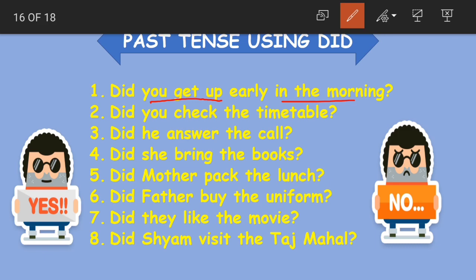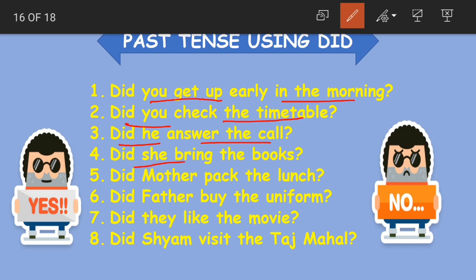Okay. If you ask, do you get up early in the morning, in the sense of present tense, it becomes every day: do you get up early in the morning? That becomes the meaning. With did, it means today, did you get up early in the morning? Or yesterday, did you get up early in the morning? Okay children. So did you check the timetable? Did he answer the call? Answer the call in the sense that when you get a phone call, did you answer? Did he answer that call?